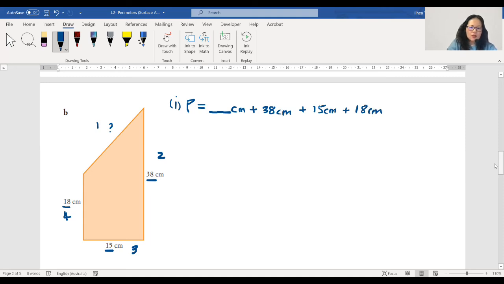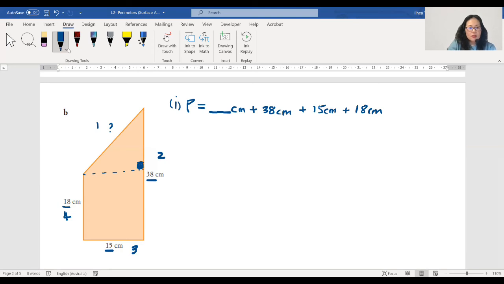Okay, so how are we going to find this? Now if you look at this, I can see a triangle right now. Can you see the triangle? And it is a right angle triangle. Which is really, really important for us, because we can use Pythagoras theorem. Do you remember Pythagoras theorem?